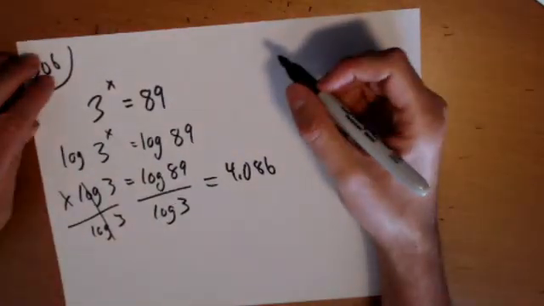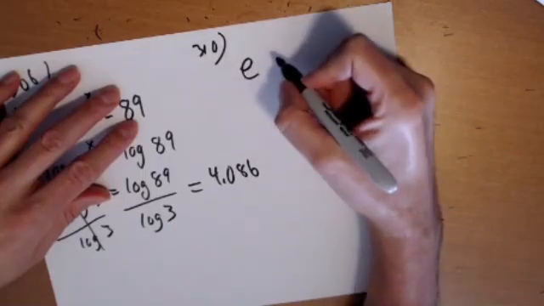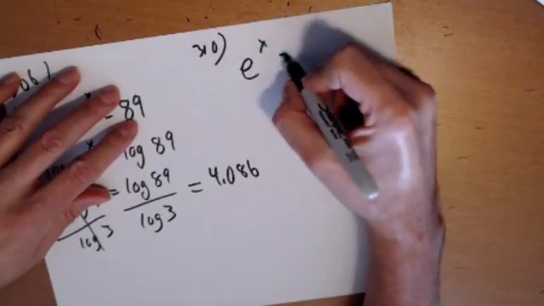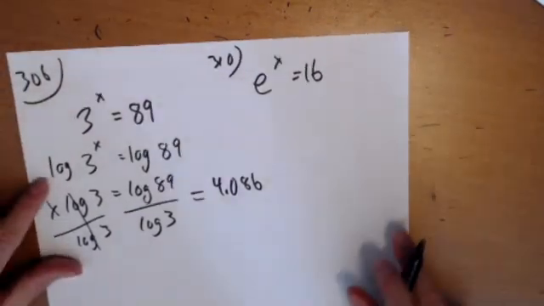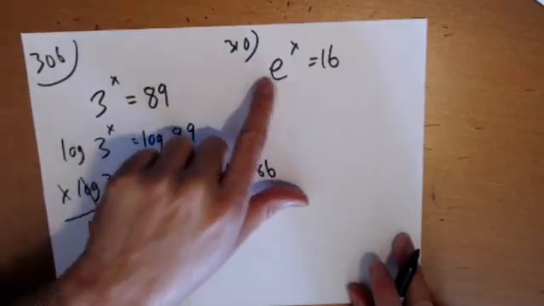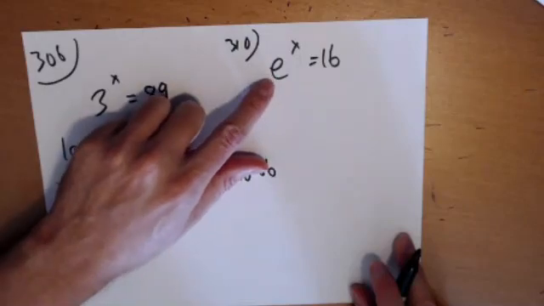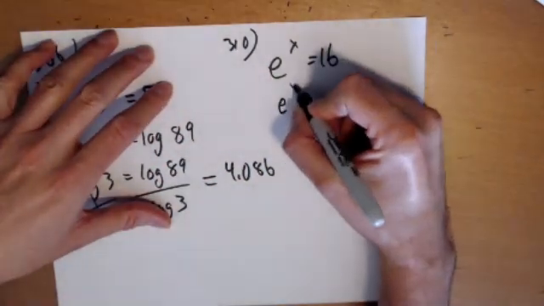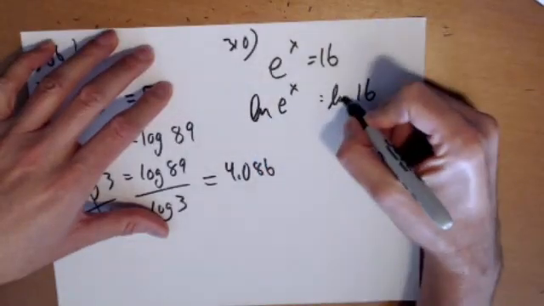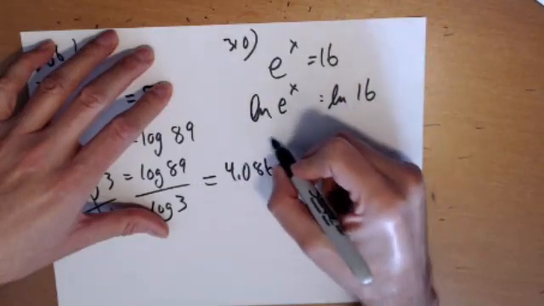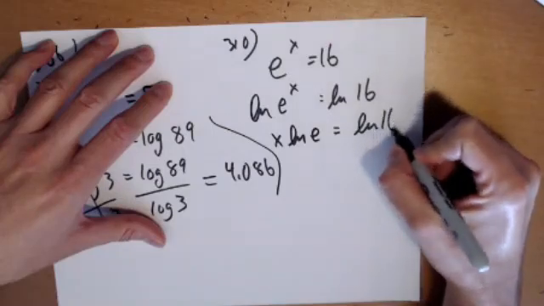So let's try 310. Ooh, that letter E, that number E. e to the x is 16. Okay, here's where it gets a little tricky. I took log of both sides, right? You could do log of both sides if you want. That's fine, that'll work. But if there's e stuff, the trick is to take natural log of both sides. So whenever there's e stuff, if you take natural log of both sides, then the x comes out in front. So that's x natural log of e equals natural log of 16.